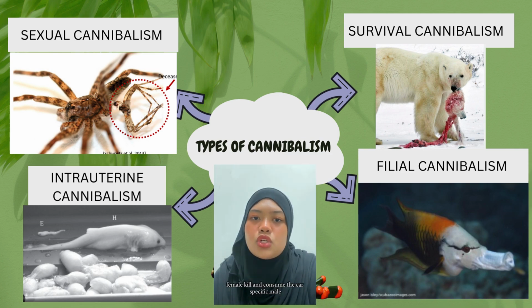Females kill and consume the conspecific male before, during, or after mating. This may increase the female's fertility and ensure the survival of the species. Example: the black widow spider.